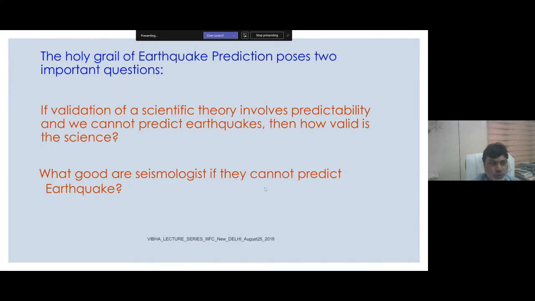And that is the reason that we face sarcastic comments from policy planners and from other groups of scientists who are not dealing with seismology. The holy grail of earthquake prediction poses two important questions. If validation of a scientific theory involves predictability and we cannot predict earthquakes, then how valid is the science? That is quite a general question. And if you cannot predict the earthquake, then what good is a seismologist? They cannot predict the earthquake. That is quite natural.